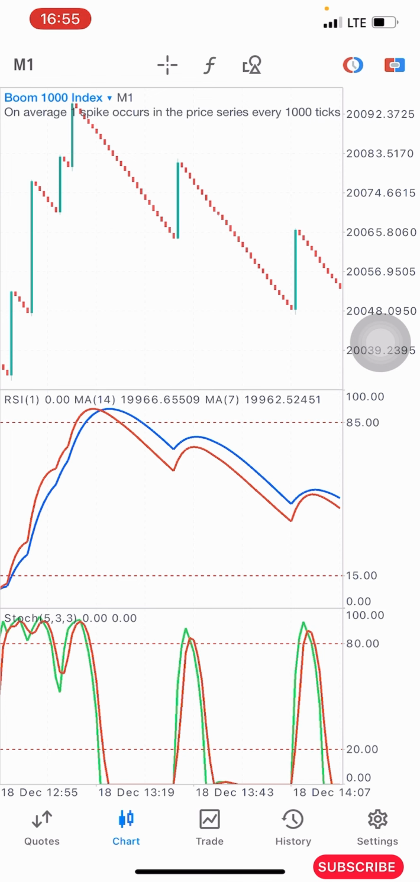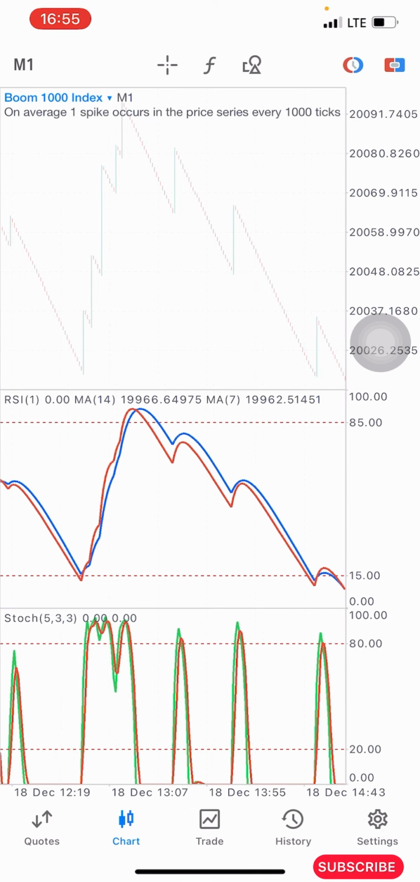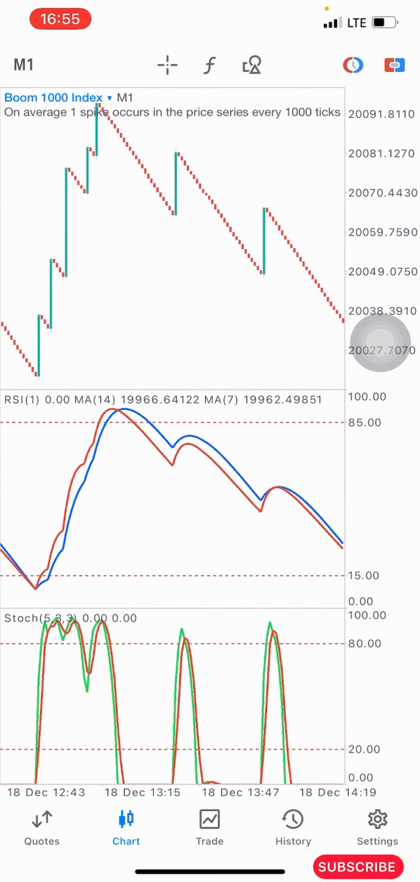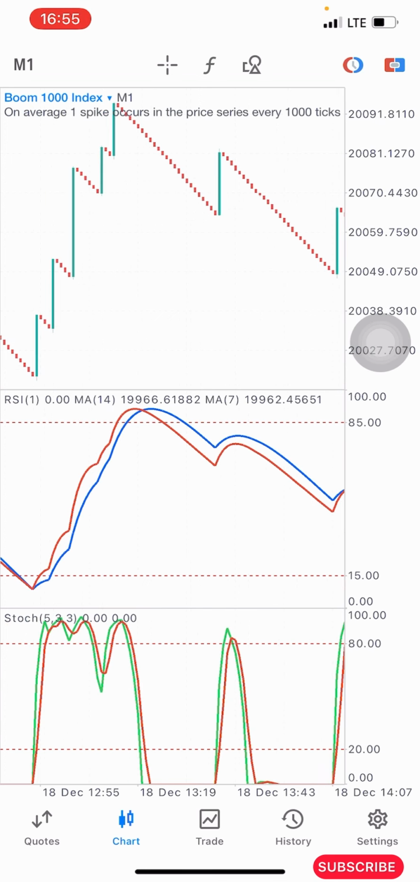For the zoom level, you zoom out completely and then you zoom in 1, 2 and 3. You zoom in 3 times, and you are good to go.